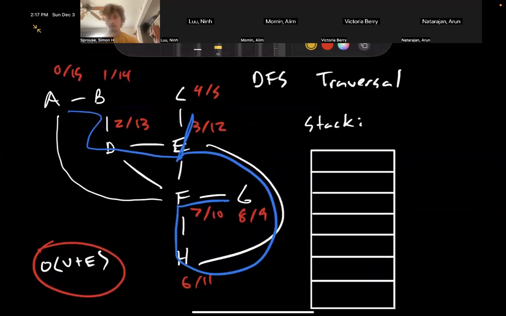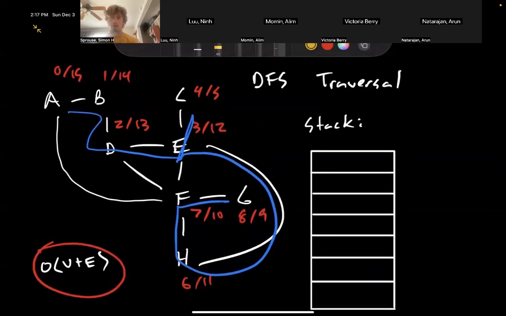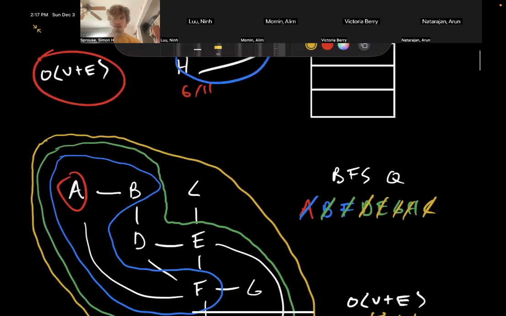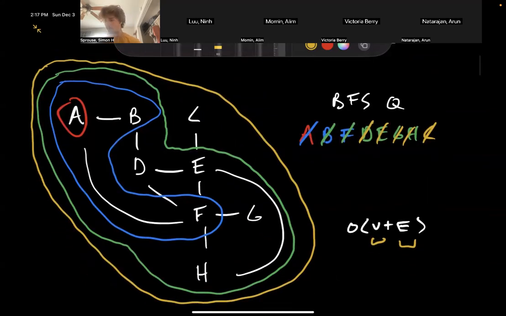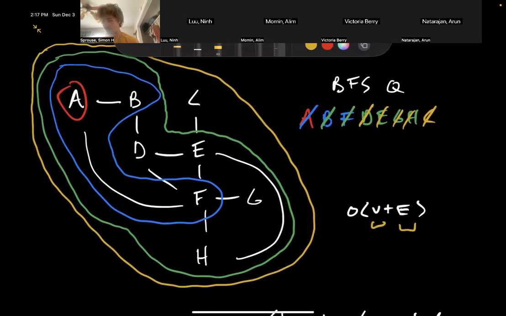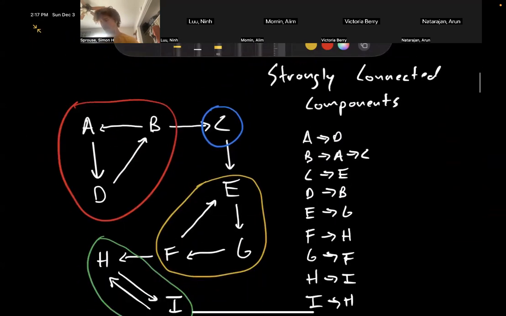And so hopefully that should give you some intuition as to why the difference between these two algorithms is the stack and the queue. And if you didn't get that, go work through this example by hand. I think it's really foundational.